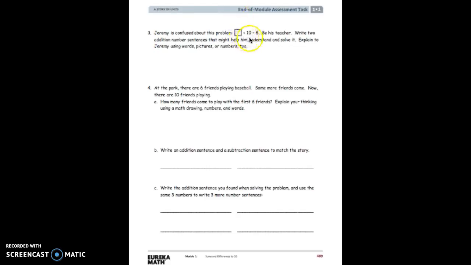Unknown equals 10 minus 8. Be his teacher. Write 2 addition sentences that might help him understand and solve it. Explain to Jeremy using words, pictures, or numbers too. Boys and girls, don't forget to pause this video so that you have time to draw.